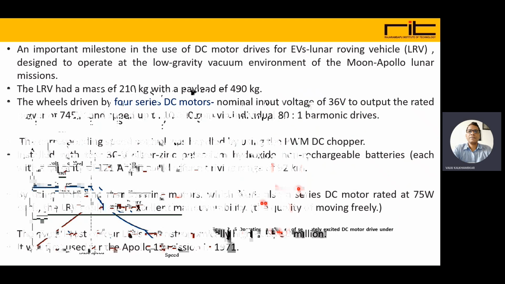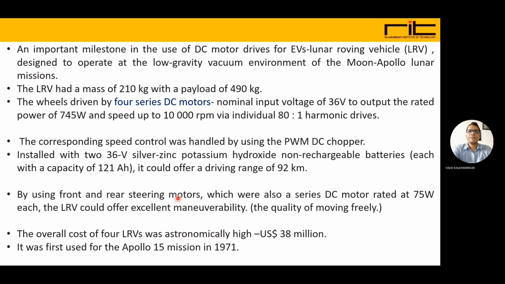An important milestone, the third application, is the electric lunar roving vehicle, LRV. It was one of the milestones in the use of DC motor drives for vehicle applications. This LRV was to operate in the low gravity vacuum environment of the Moon in the Apollo lunar missions. LRV had a mass of 210 kg with a payload of 490 kg. The wheels were driven by 4 series DC motors.